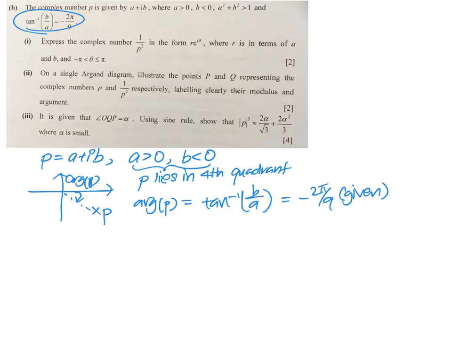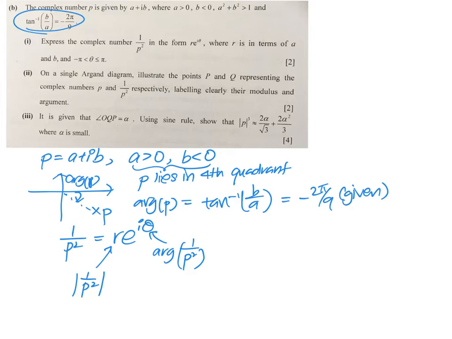So with the modulus and the argument of p given, how can we make use of this information to figure out the exponential form for this complex number? Recap that this r represents the modulus of this complex number 1 over p squared, whereas this theta represents the argument of 1 over p squared. So we have to make use of the properties of modulus and argument to figure out the exponential form for this complex number 1 over p squared.